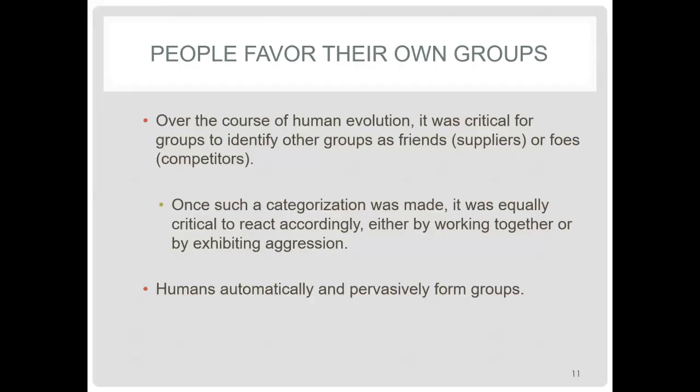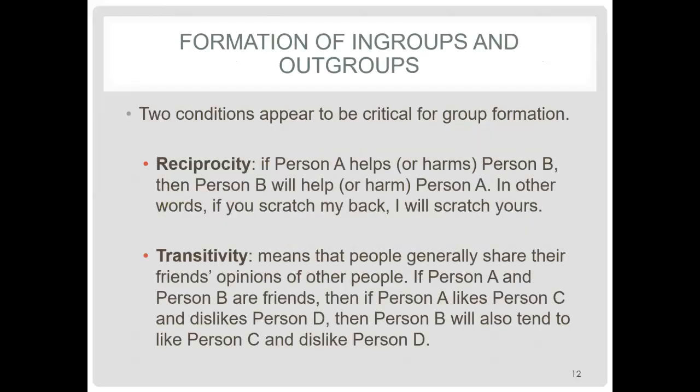Now, humans automatically and pervasively form groups. If you put a group of toddlers in a room, they will form groups. It is innate. Humans need people. Now, two conditions appear to be critical for group formation. First is reciprocity, and the second is transitivity.